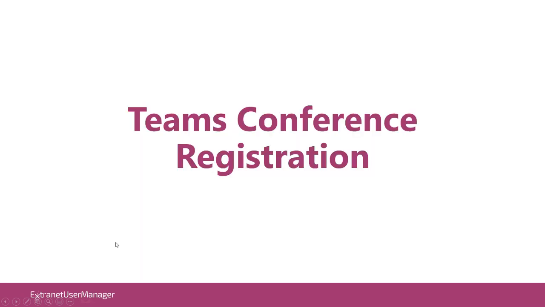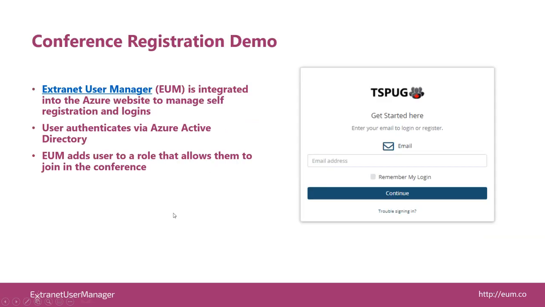Okay. So we've got our Teams meeting or our live event set up. Now we want to do the actual registration. What do we do from this point of view? And this is something that doesn't come out of the box as part of the live events. They don't support that. So you've got to basically roll your own.